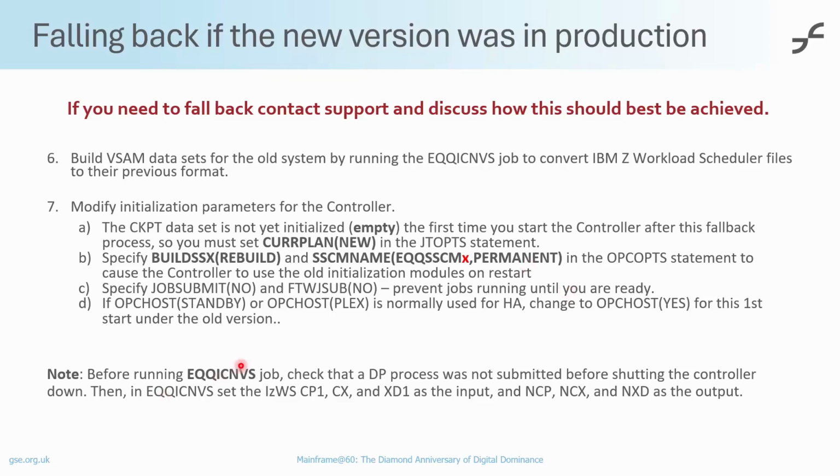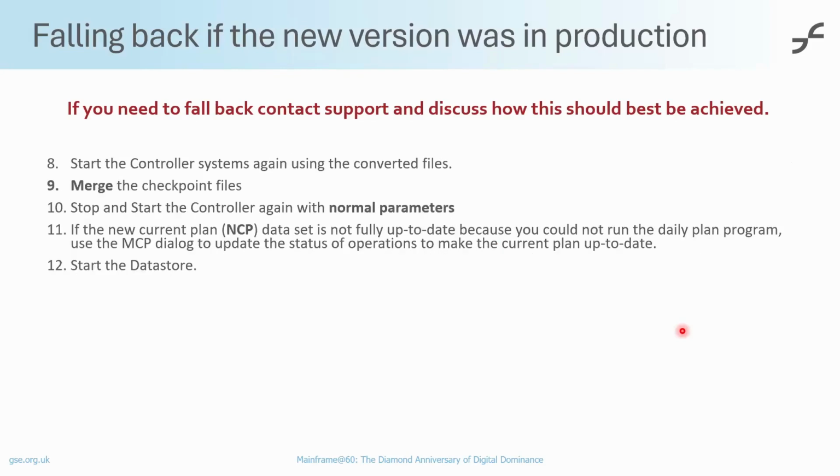Before running this job, check if a daily process was submitted before shutting the controller down. Because if you run a daily plan job, this will modify the CP1, CX1, and XD1. And in that case, you need to use them as input and use NCP, NCX, and NXD as output. But I hope that you didn't run any daily plan so far.